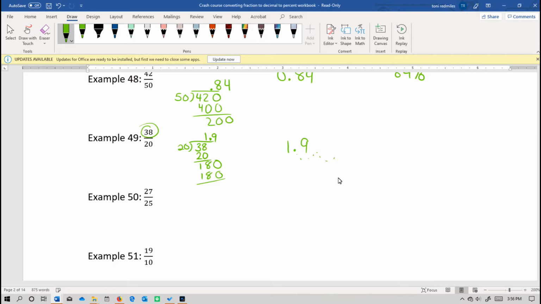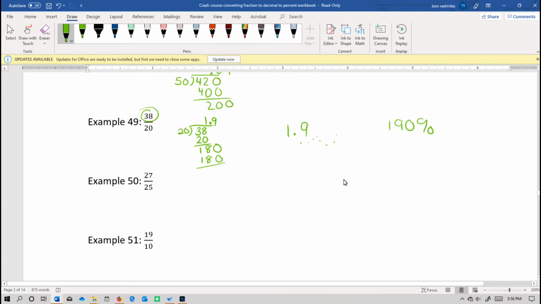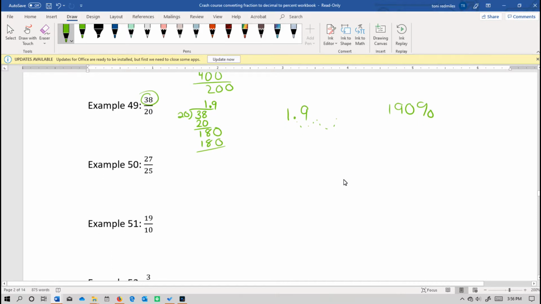If I move that 2 places, I'm going to have to add a 0 on the end. Give me 190%. But both are over, we have a whole number to them, and that's what I want. If my fraction could be a mixed number, my decimal needs to be a mixed decimal, and I need to have a percent over 100.